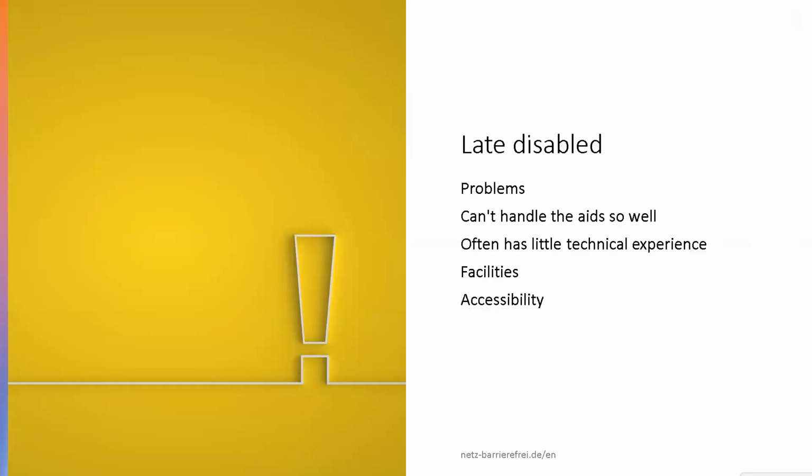Then there are some combinations of disabilities which we should talk about. One thing is late disabled. Late means in older age. When you are young, or born disabled, it's much easier to adjust to the disability. And the older you get, it is more difficult to cope with the disability. It is more difficult, for example, to use a screen reader when you usually worked as a sighted person.